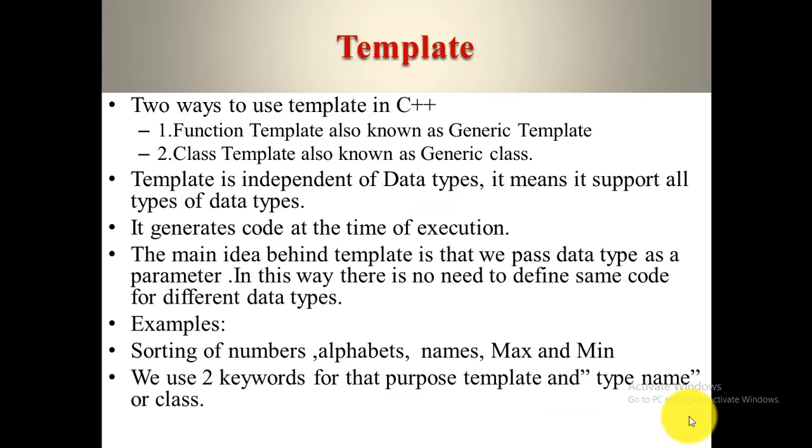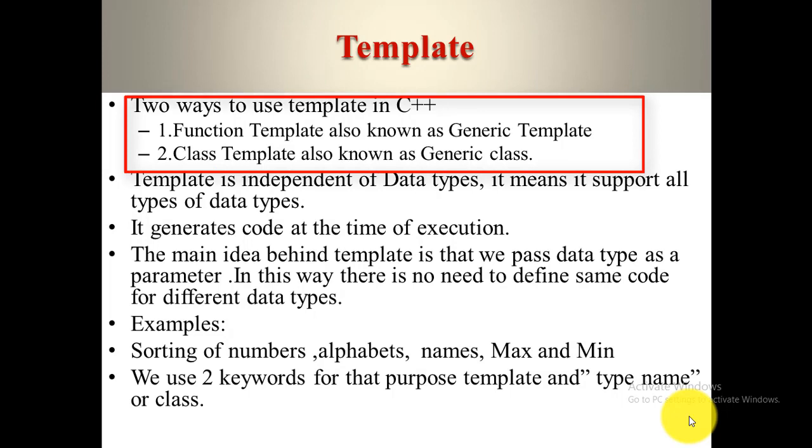There are basically two ways to use template in C++. Number one is function template, which is also known as generic template. Generic template means it's a general purpose template that supports all data types. You can say it's a general template in which we can put all types of data types, and it behaves according to those data types. And the second one is class template, which is also known as generic class.